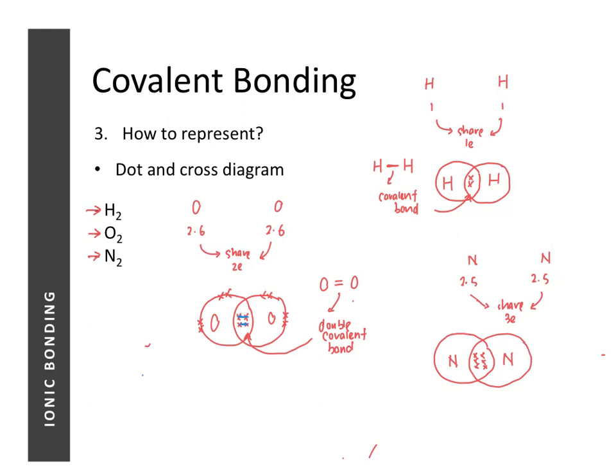Okay, so once again we need to take note that nitrogen has 5 valence electrons. So after sharing 3, there will be 2 valence electrons remaining. Please remember to put in the remaining electrons. Now if we look at the electrons that are shared, there are 3 pairs of electrons that are being shared. So what it means is that there is actually a triple covalent bond, a triple bond between nitrogen atoms. Okay, and the triple bond is represented by 3 pairs of shared electrons.